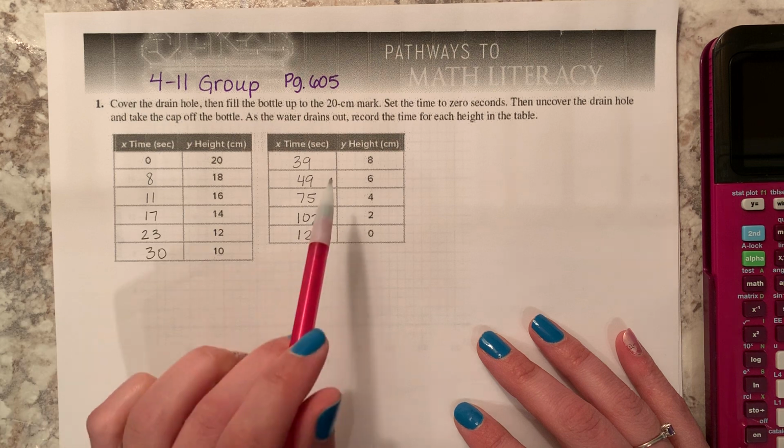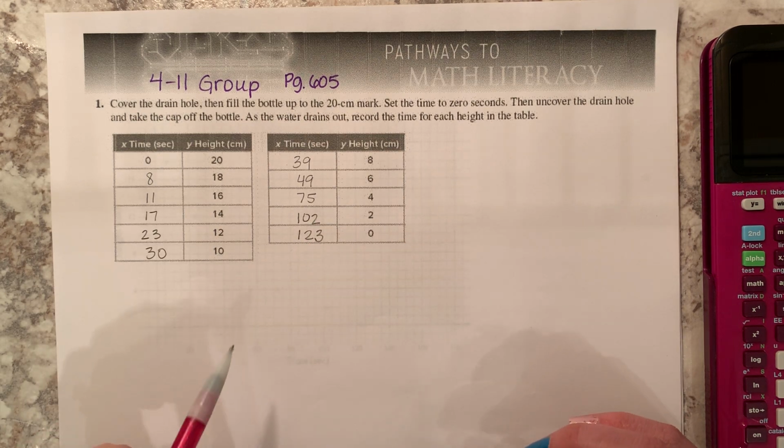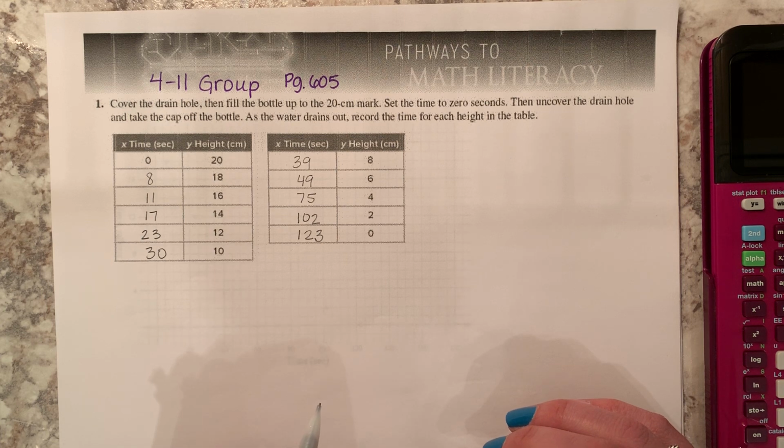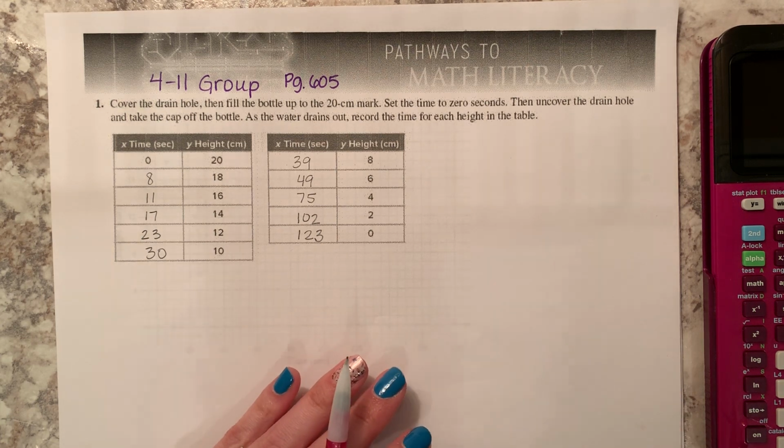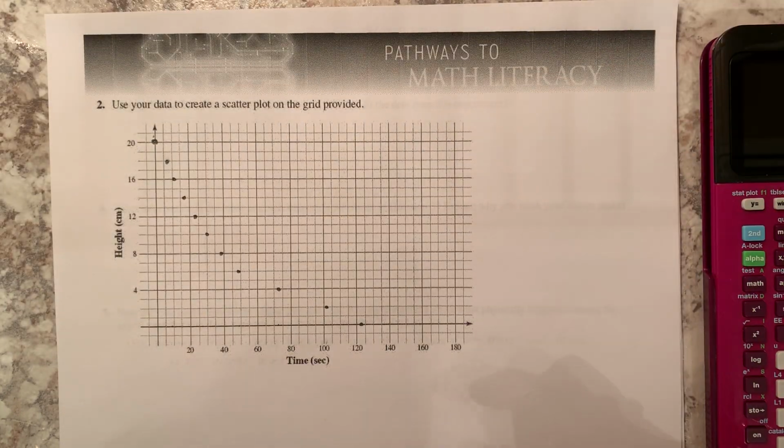It can be written as one consecutive table. It just was cut into two different tables so that it would fit on the particular PowerPoint slide. So we're going to use this data. I'm going to move on to number 2. It says use your data to create a scatter plot on the grid provided.